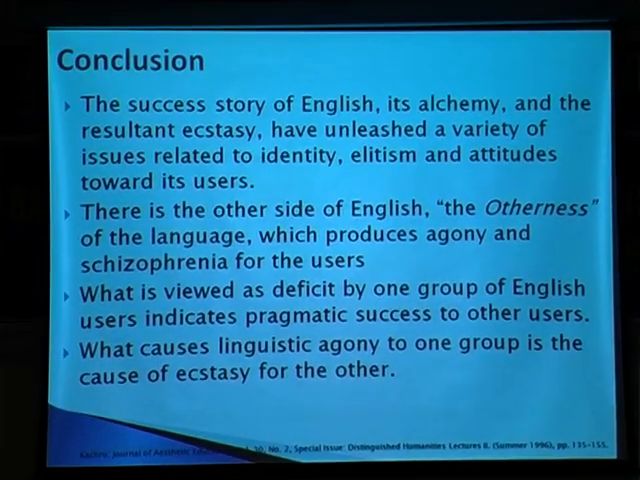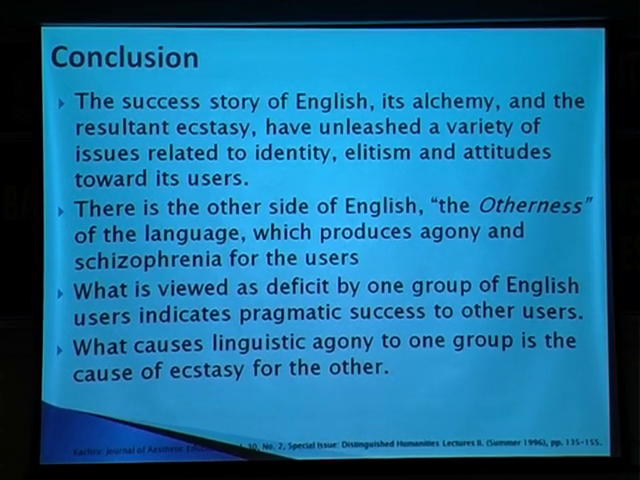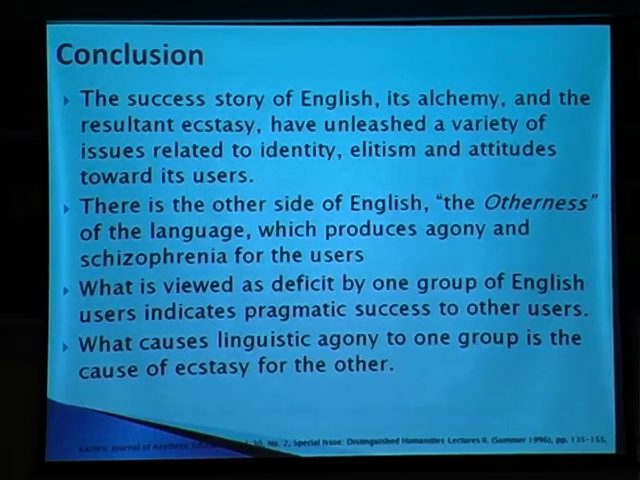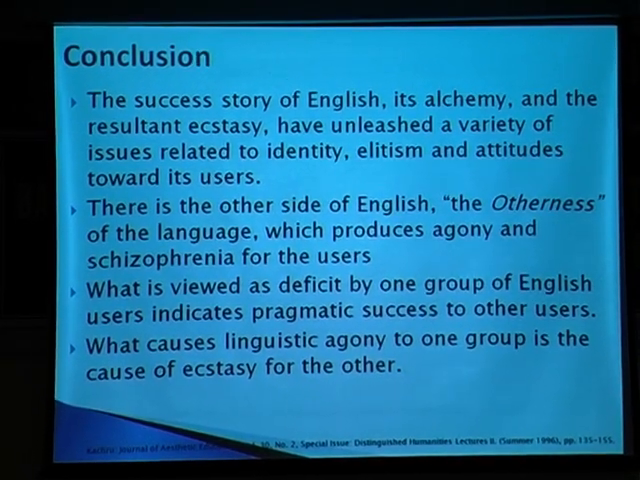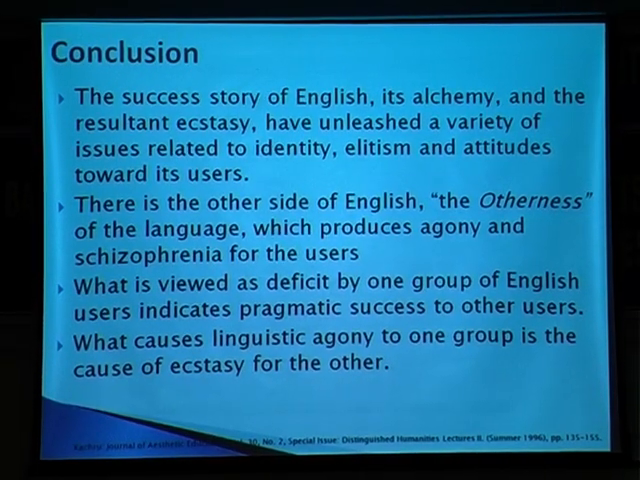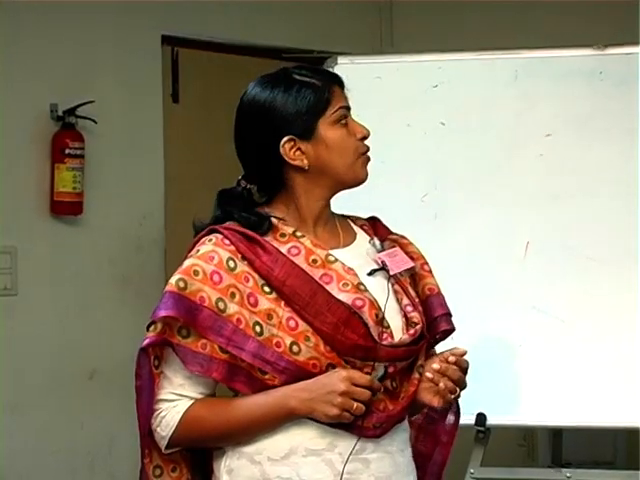So we may conclude that even as we speak about the success stories of English, it has unleashed a variety of issues related to identity, elitism, etc. And we have the other side of English, the otherness of the language, which actually produces a kind of agony and schizophrenia for the users. What causes linguistic agony to one group is the cause of ecstasy for the other.